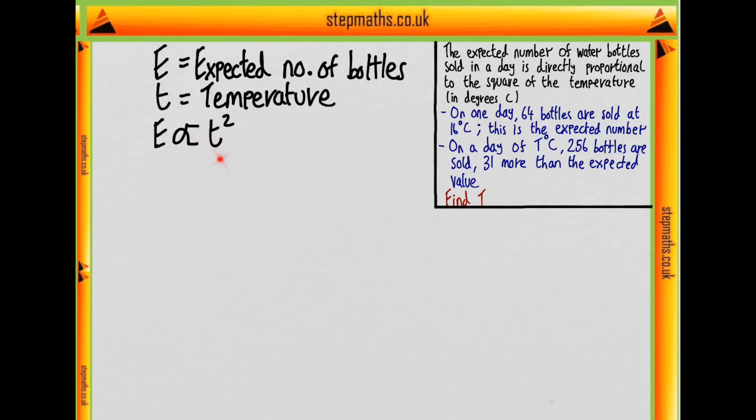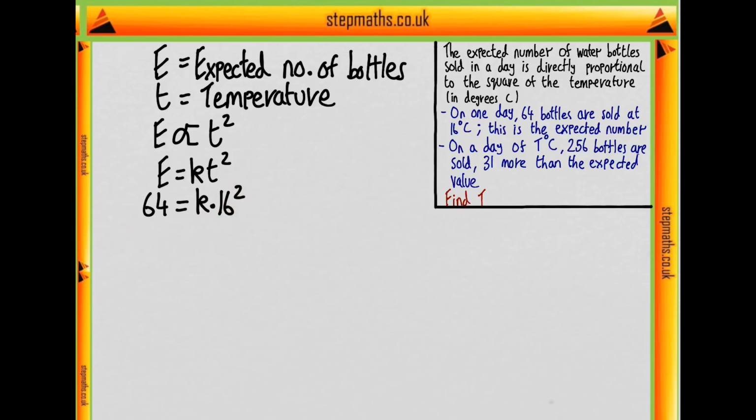So if E is proportional to T squared, it means E is equal to KT squared, where K is some constant. So clearly now we'd like to work out K. We've got two pieces of information to try and do that, but considering we don't know the temperature here, to work out K I think we're going to have to use this piece. So 64 bottles, so E is 64 and T equals 16. So 64 must equal K times 16 squared.